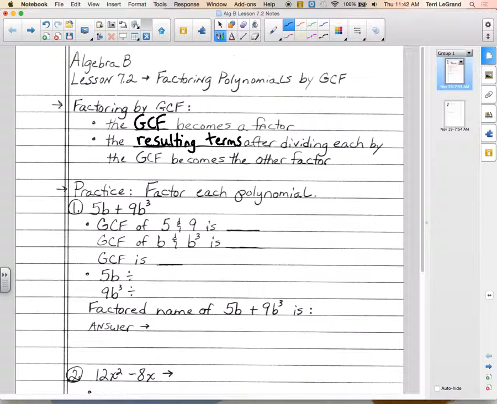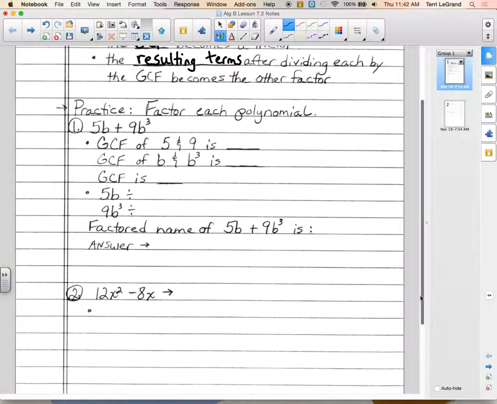We did that dividing yesterday, but then we just left those results alone. We only had to identify the GCF. Today we're actually going to use those. So let's just start practicing here.